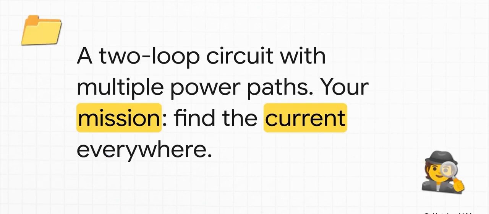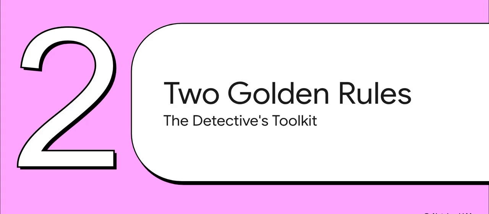And here it is. This is our case file. We've got a circuit with 2 loops, a bunch of resistors, and a power source. I know, it looks complicated, right? But our mission, should we choose to accept it, is clear. We have to find out exactly how much electrical current is flowing through every single part of this system. So, how in the world do we tackle this?